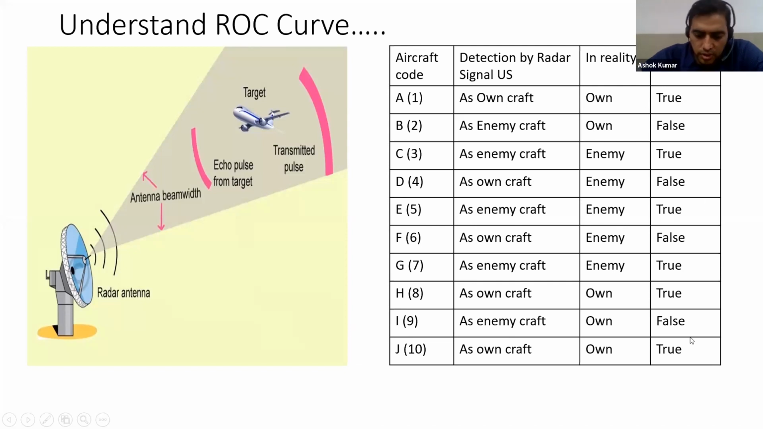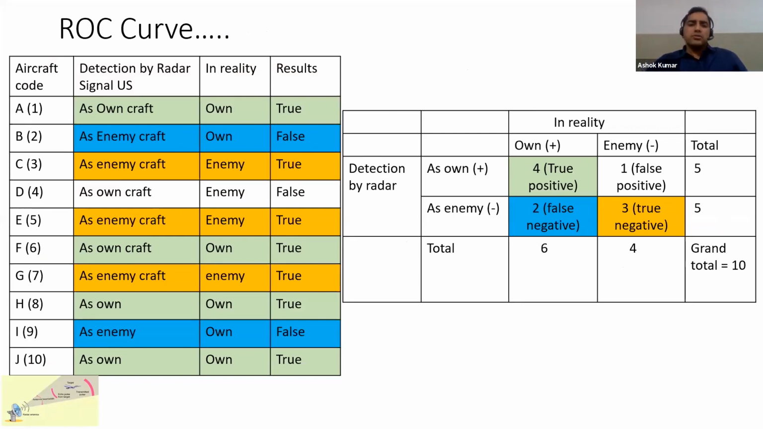Then these are the results. How can you put these results in a 2 by 2 table? A 2 by 2 table is a very good table, a contingency table. If you like to play with the table, you will get a lot of things. Suppose I have put this in a reality 2 by 2 table here. In reality, own is positive and enemy is negative, and detected by radar, own is positive and enemy is negative. So what happened: the first aircraft is own craft, and in reality it is own, so that is true.